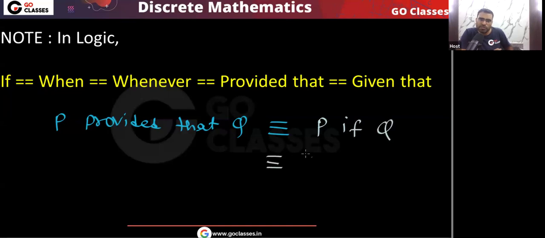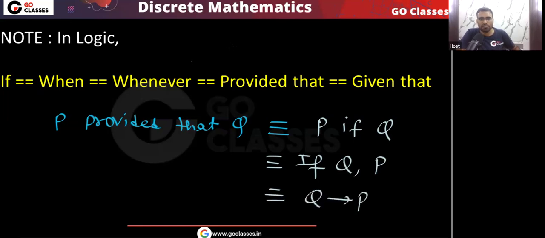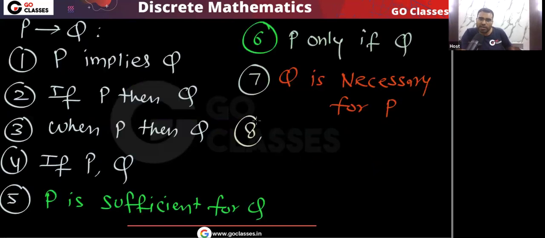Now tell me what this means. This simply means if Q then P, and that is the same as Q implies P. Understood? Let me know. So these words are the same: if, when, whenever, provided that, given that. All these words are the same.